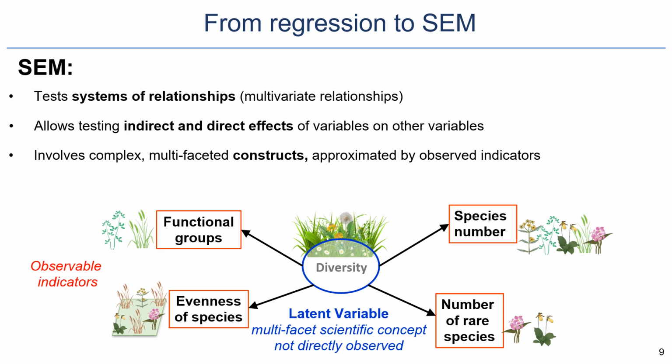Another very special feature of SEM is that it allows us to test theoretical concepts which we cannot measure directly, but which we can approximate using a set of observed variables, of measured parameters. An example here is the biodiversity concept, which is also named a latent variable in SEM. It's approximated by a number of measured or observed indices. And SEM is one of very few tools in statistics that allow us to do this type of analysis.